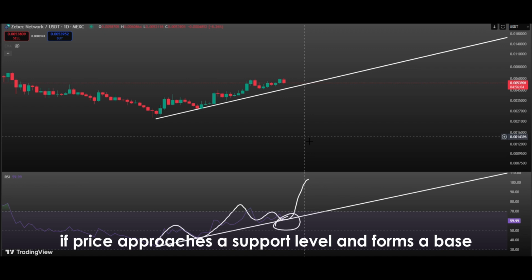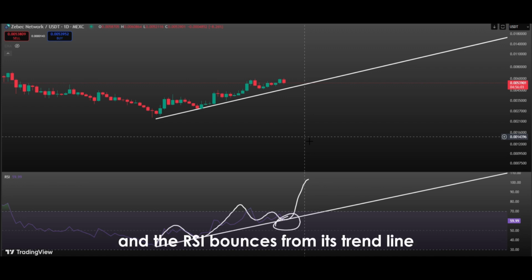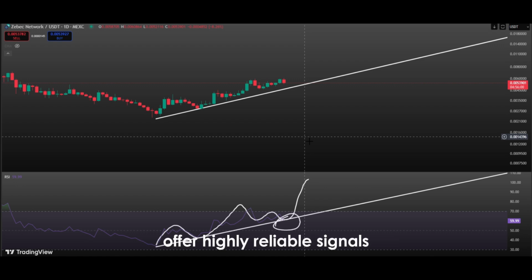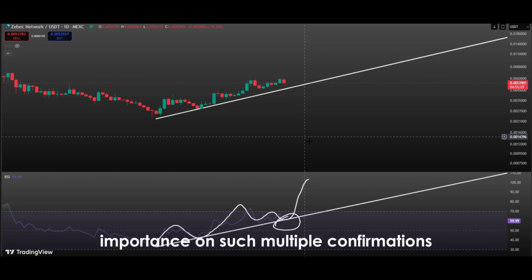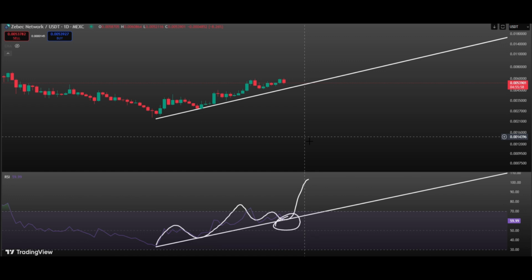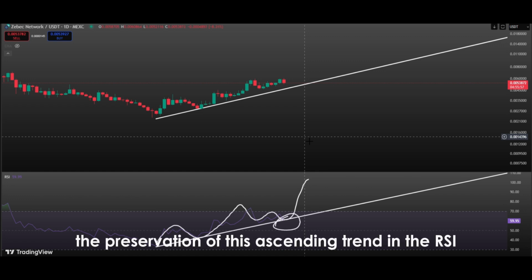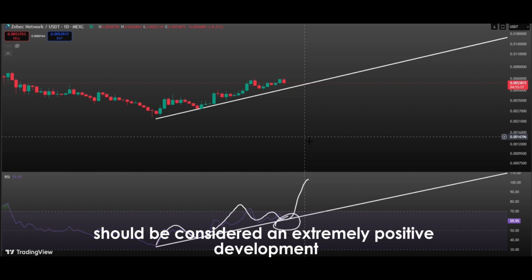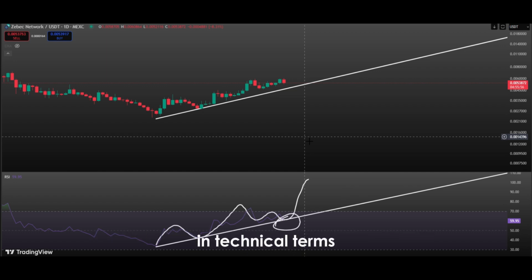For example, if price approaches a support level and forms a base, and the RSI bounces from its trend line at the same time, it creates a dual confirmation mechanism. Such simultaneous confirmations from technical structures offer highly reliable signals for investors looking to open positions. Professional investors, in particular, place significant importance on such multiple confirmations when making decisions. The preservation of this ascending trend in the RSI and a bounce to the upside should be considered an extremely positive development in technical terms.